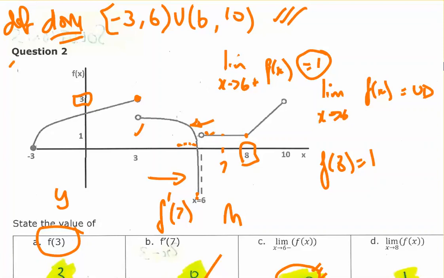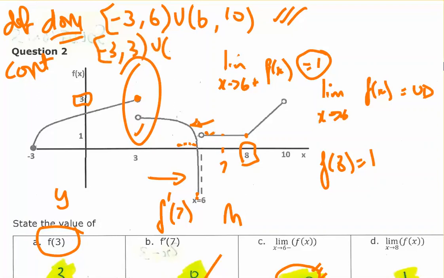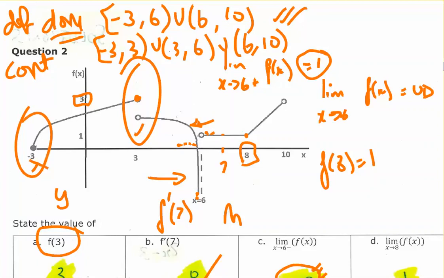Where is it continuous? Well, I lose continuity here at 3. So negative 3 to 3, union 3 to 6, union 6 to 10. And where is it differentiable? Well, it's not differentiable at negative 3 because it's an endpoint. It's not at 3, it's not at 6, and it's not at 8 because it's a sharp join.